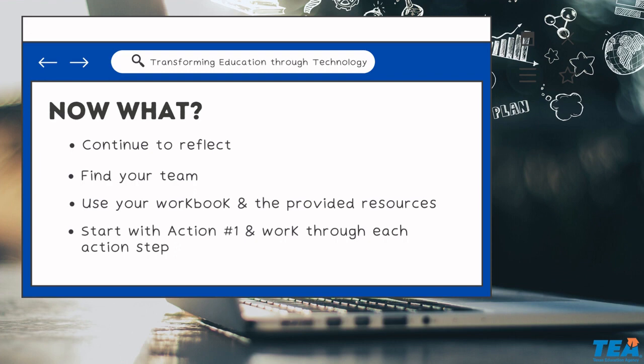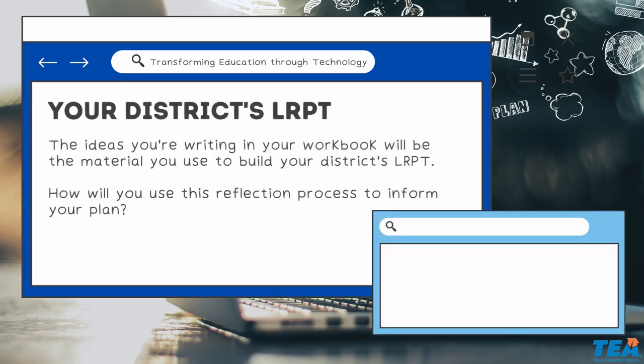Start with action 1 and work with your team through each action step to make this a sustainable and customized plan for your district. The ideas you're writing in your workbook will be the material you use to build your district's LRPT. How will you use this reflection process to inform your plan?